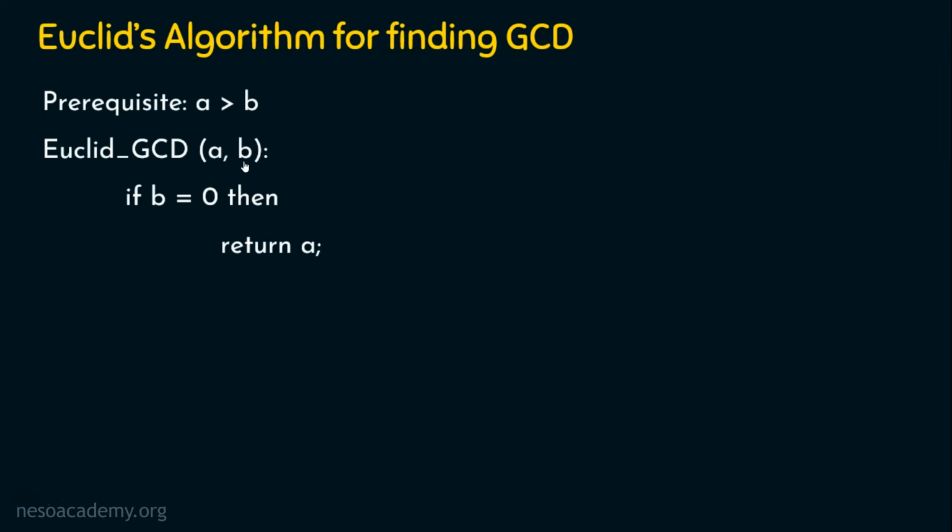Whenever B becomes 0, that is the second parameter becomes 0, then whatever is in the first parameter, A, is the GCD, so I am just returning it. In case B is not equal to 0, then what do we need to do? If B is not equal to 0, then the else part will be executed by returning Euclid GCD of B comma A mod B. So now the parameter A will take the value of B and the parameter B is going to take the remainder of A mod B, right? A mod B means it's the remainder.